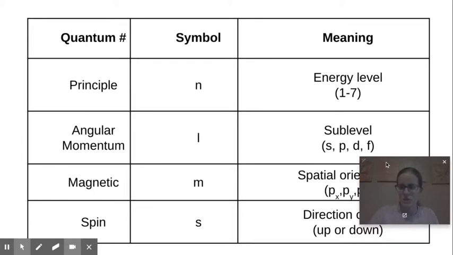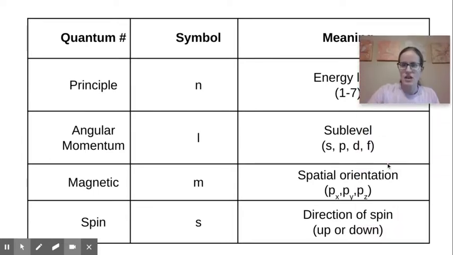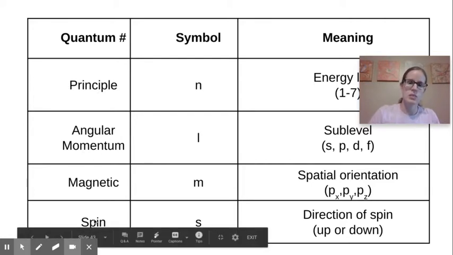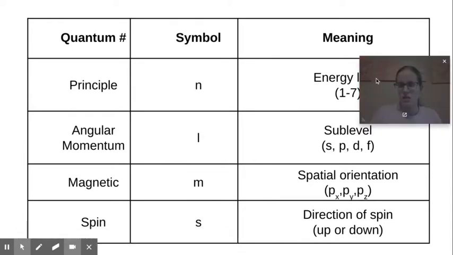Okay, I want you to copy down this table in your notes. We're going to have a quantum number. Notice we've got 4 of them. I just told you we had 4 of them. They are the principal quantum number, the angular momentum, magnetic quantum number, and spin. They all have symbols N, L, M, and S. And then the meaning is over here.